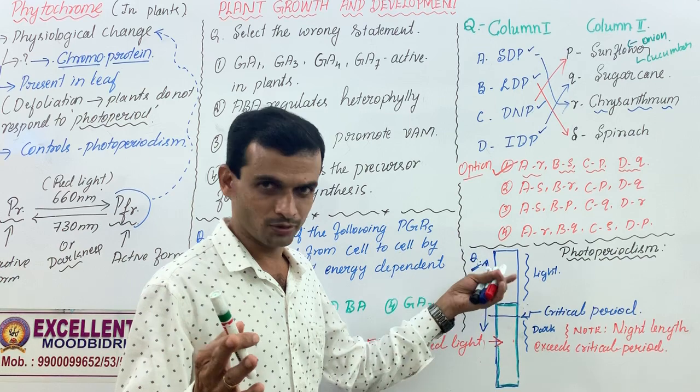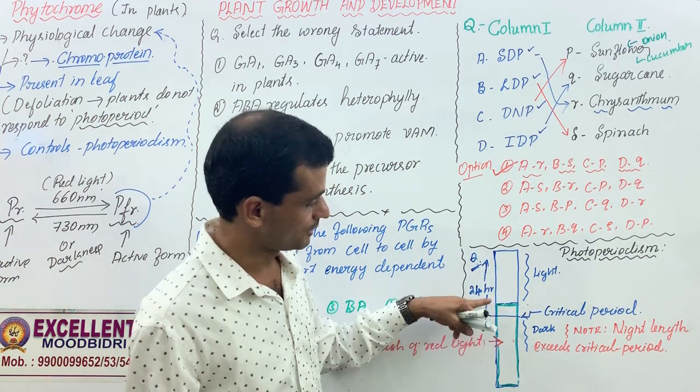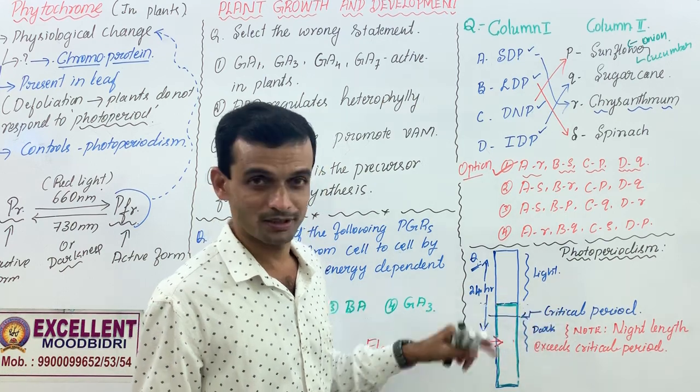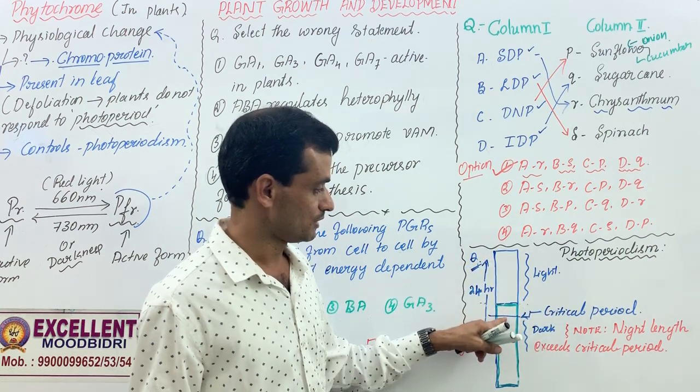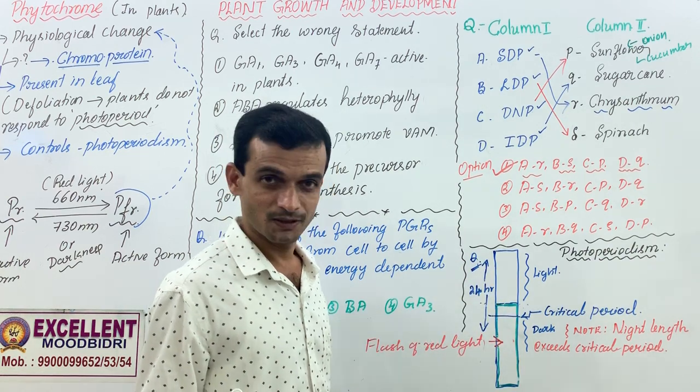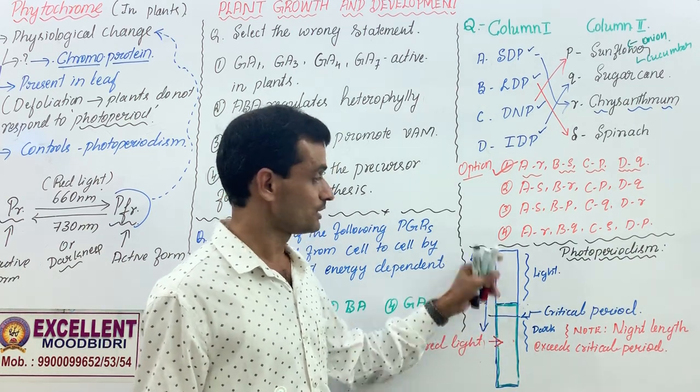According to this diagram only you can understand. See, till here it comes. Night exceeds the critical period. This line indicates critical period, for example, 12 hours. So the night time is more than 12 hours, 13 hours, 14 hours. Exceeds critical period. There is flower formation.